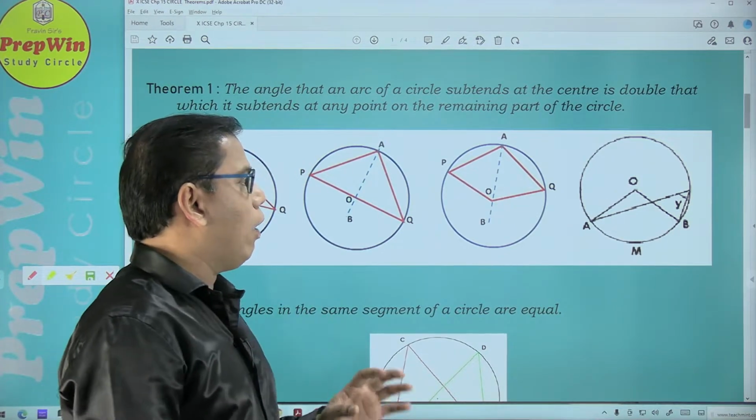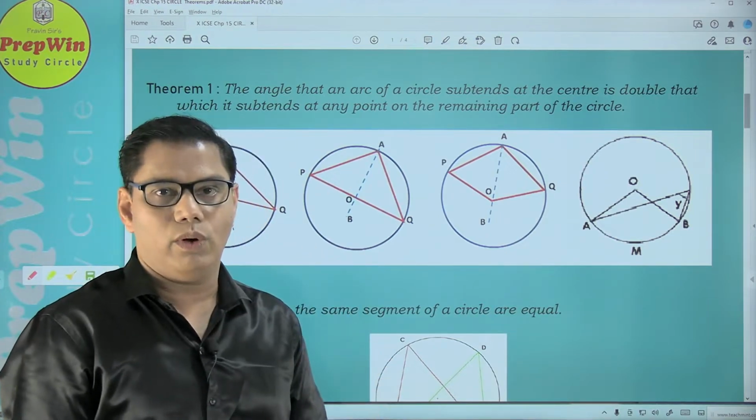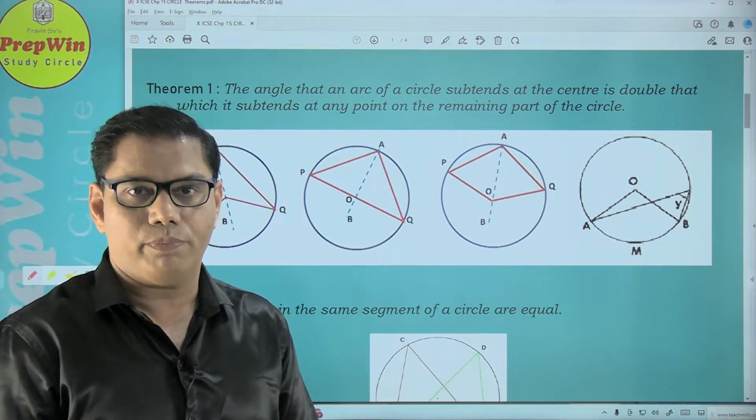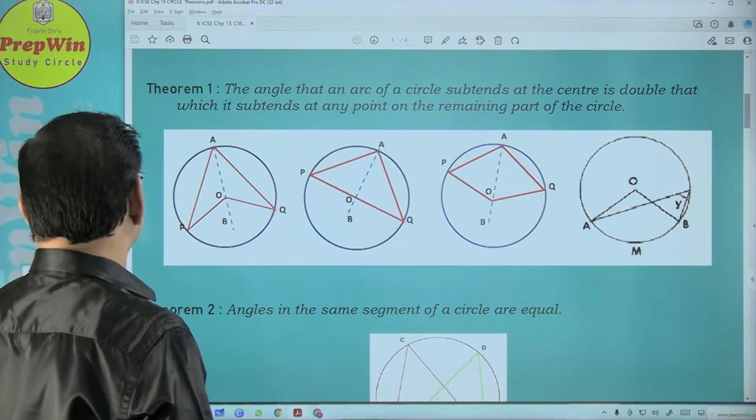Wherever possible, and if you are curious enough to know the proof, if you say, 'No sir, show us the proof', then let me know, I'll show you that proof. Otherwise, we will not study the proof. Okay, fine. So let us start with theorem number 1.